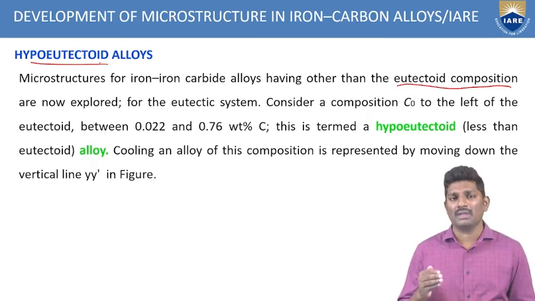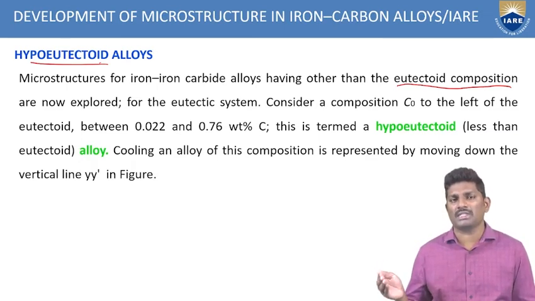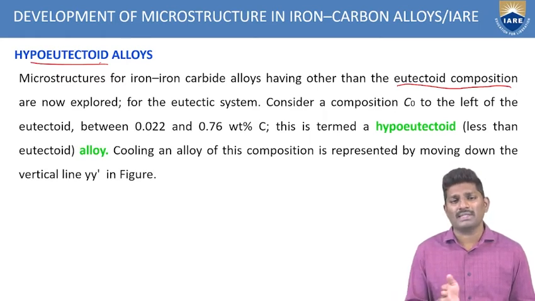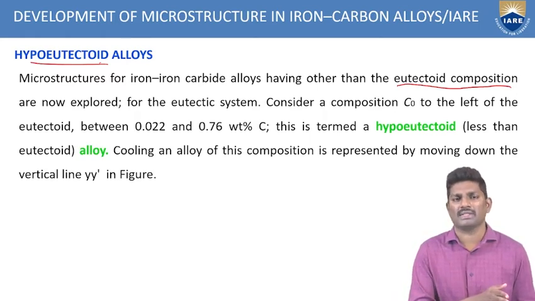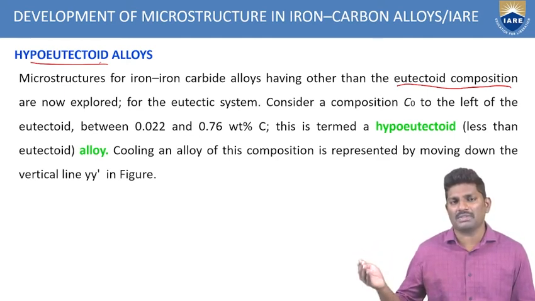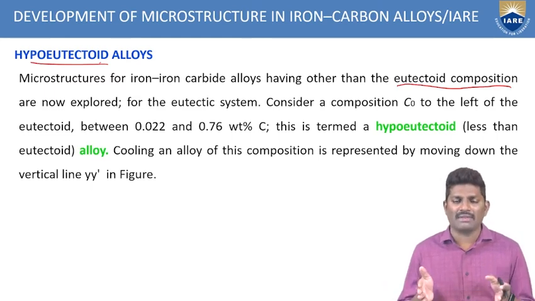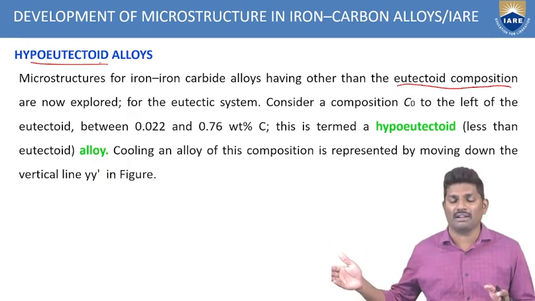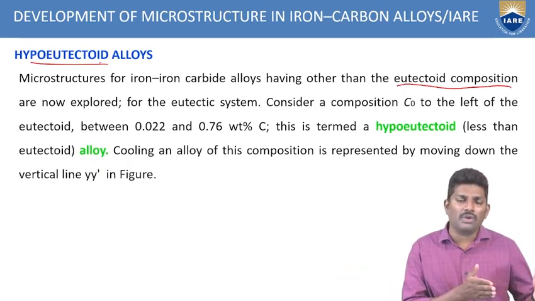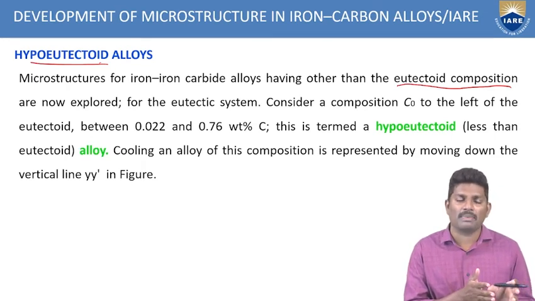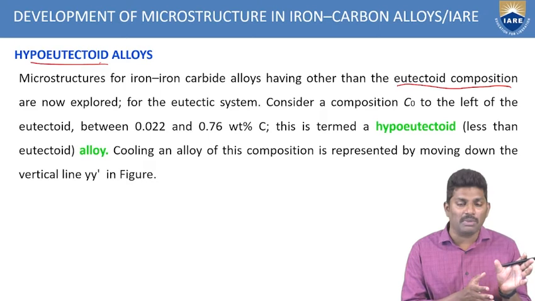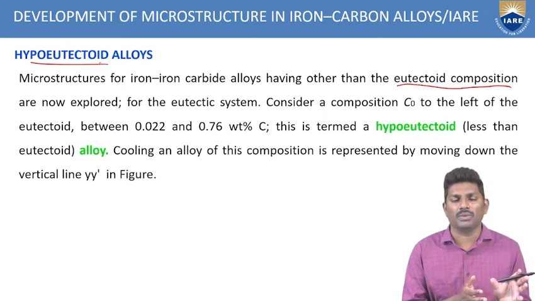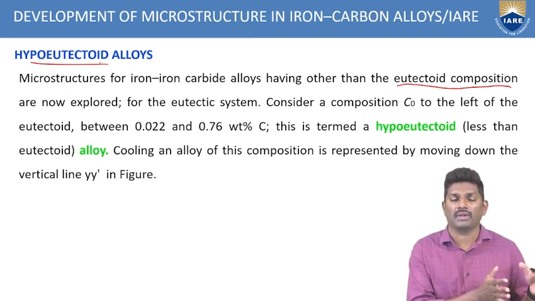So till now we have seen from 0.76 percentage to 6.70 percentage of carbon. But what is happening below 0.76? Above 6.70% we have graphite, which we discussed in the previous sessions. Between 0.76 and 6.70 we are getting the carbide, and after 6.70 we are getting graphite. Now from 0 to 0.76 weight percent, what is happening? What are the alloys in between 0.022 and 0.76 weight percentage? Those alloys are called the hypoeutectoid alloys.